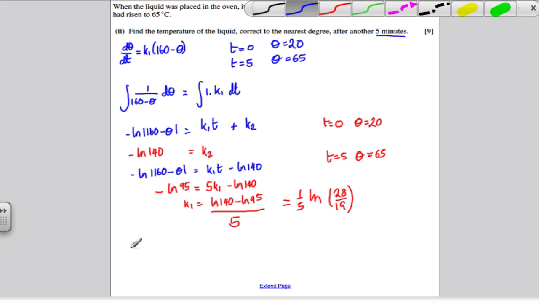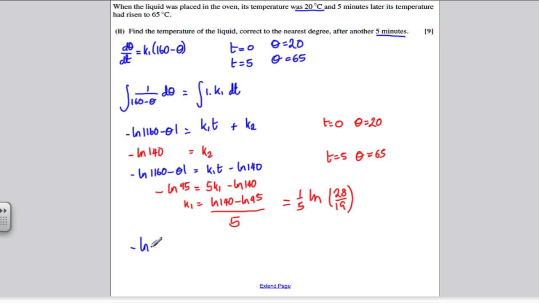It's quite complicated, but my full particular solution is minus ln of 160 minus theta is equal to a fifth ln 28 over 19, times t, minus ln 140. Now, I wanted to find what the temperature, i.e. theta, is after another 5 minutes. So that's when t is equal to 10.